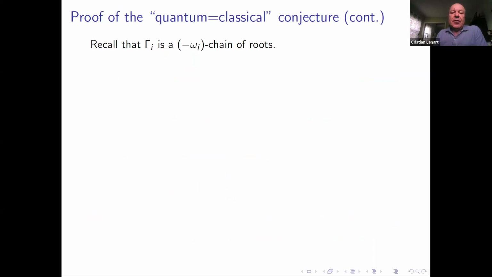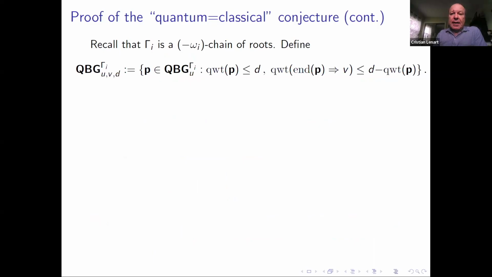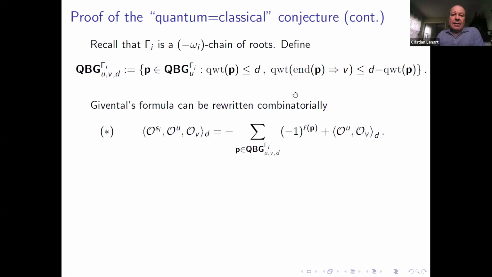Remember that for the Chevalley formula, we have to choose a minus omega_i chain of roots. We do that. And then we have to look at the subset of the admissible paths that start at u and are based on this chain of roots gamma_i. So we select the subset of paths here by some conditions which don't matter very much. They involve the quantum weight of paths. This really comes from the key idea that I explained before, just using the Chevalley formula, combining it with Givental's formula. And then Givental's formula can be rewritten combinatorially as simply this: that this 3-point invariant is equal to the sum of plus or minus 1 plus the 2-point invariant.